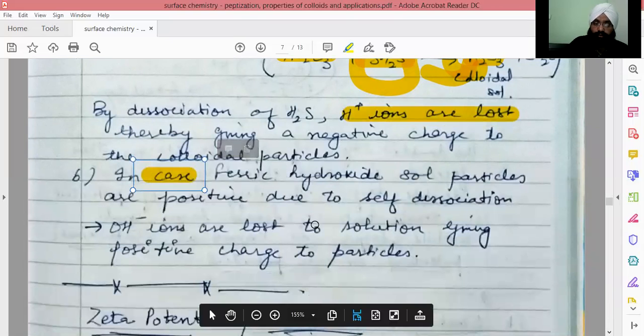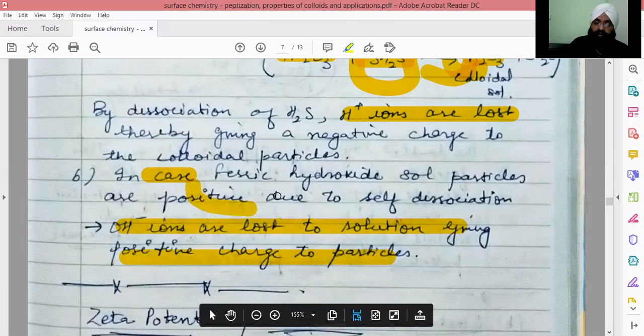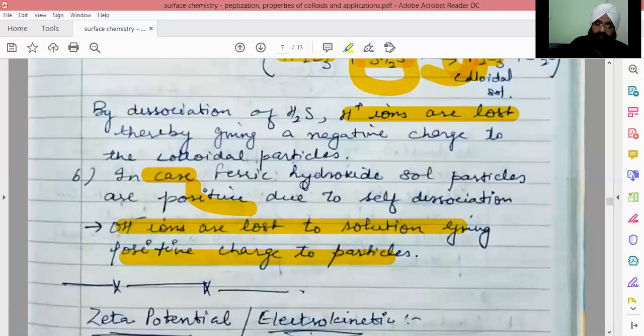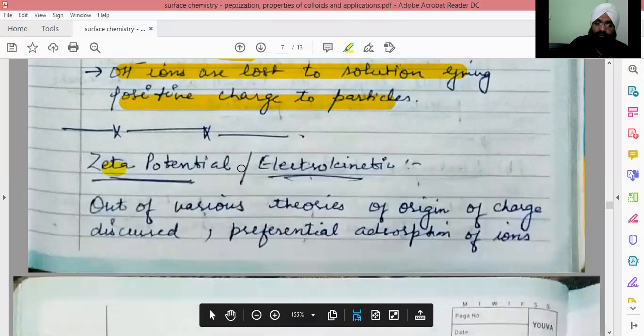In case of ferric hydroxide sol, the particles are positive due to the self-dissociation, and OH ions are lost to the solution, giving the positive charge to the particle. So this is the example we discussed earlier, ferric hydroxide sol. In case we are using ferric chloride in excess, then it will become positively charged, and ferric hydroxide will be negative if it undergoes the self-dissociation. It gains positive charge because ferric chloride is used, and self-dissociation causes ferric ions excess, and those ions make it positive. Right.